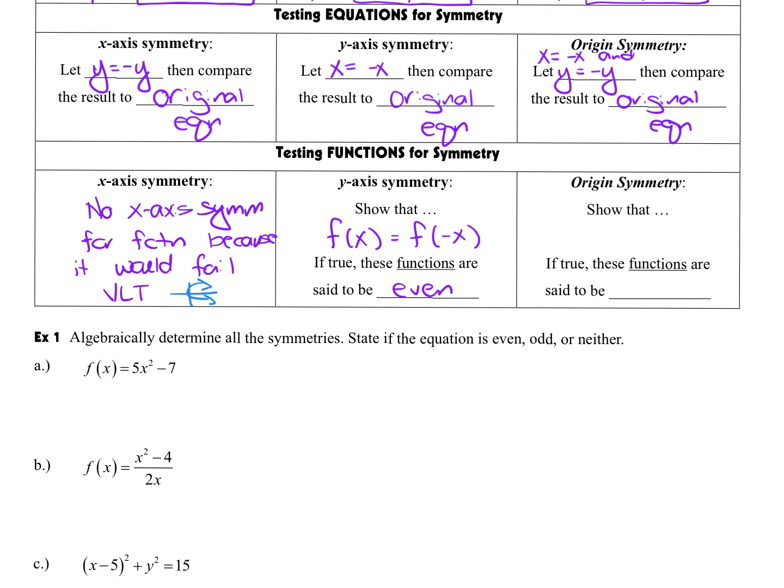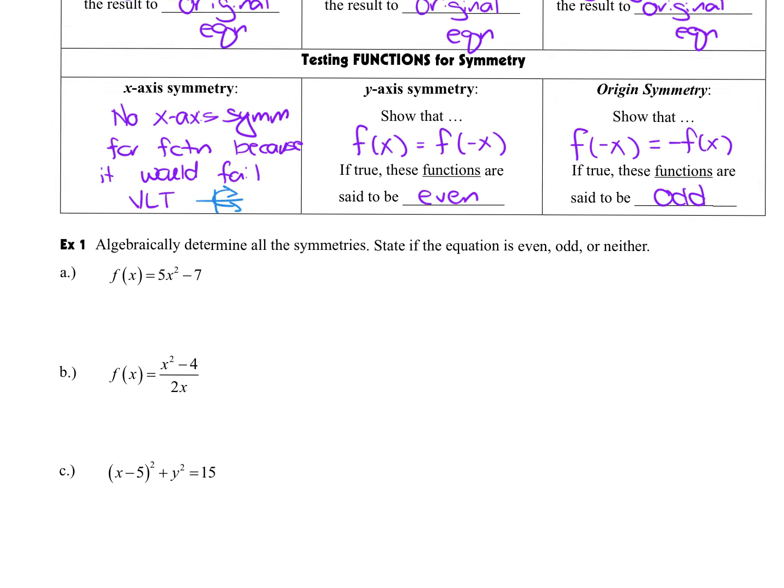For origin symmetry, what we're going to compare is f of negative x to negative f of x. This also is the same as what we did up here. This negative x is our x equal negative x, and this negative f of x is the same as our y as negative y. If these two turn out to be the same, then the function will be said to be odd. Now, these are specific titles. They are not related to the degree of the function necessarily.